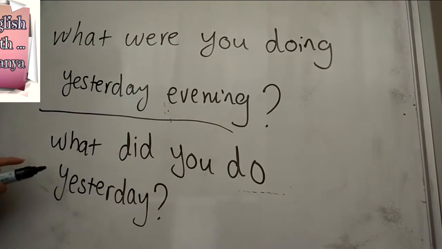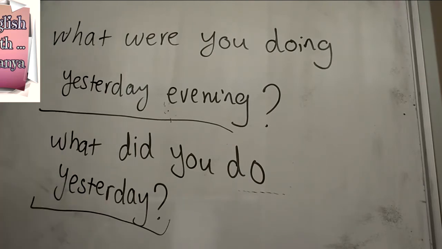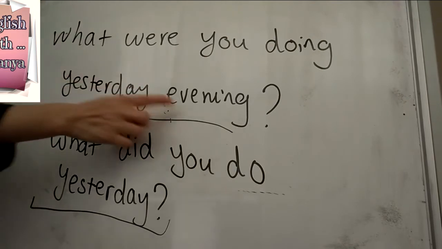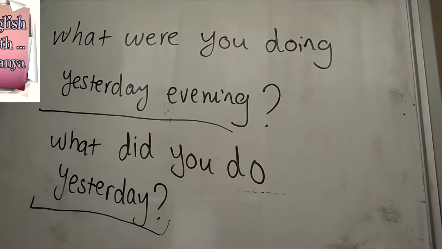But in here, what did you do yesterday? It means that we are asking a general question. In this case, you can say, oh, yesterday I went to the mall, or I stayed at home, or I had a relaxing day, and that's it. So if the question is general, your answer has to be general. But in here, we are asking about the evening, so your answer has to be just about the evening, right? So this is the difference between the two.